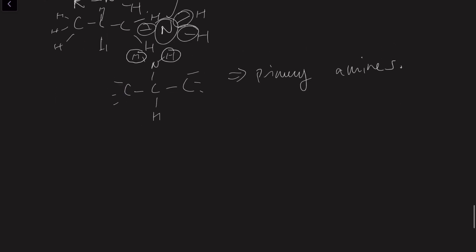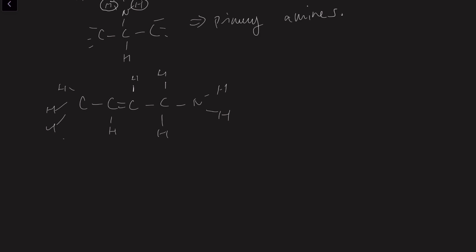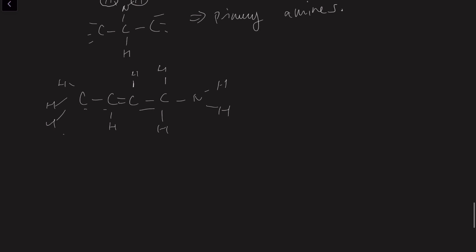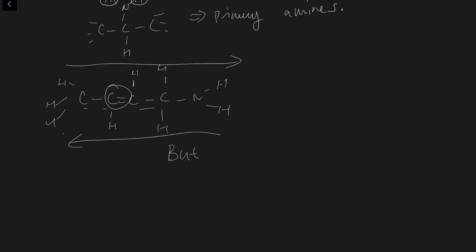So let's practice naming amines. Here you have 4 carbons in your carbon chain, so it is something to do with butane. You have a double bond. Obviously we can name from left to right or from right to left. But as you would notice, if you name from left to right, the position of the double bond is on the second carbon. If you name from right to left, it is also on carbon number 2.